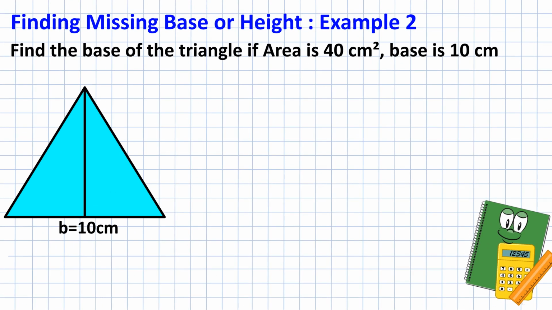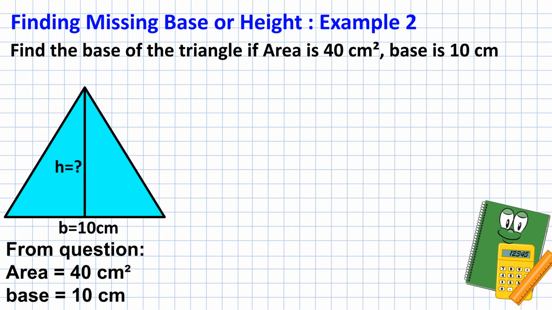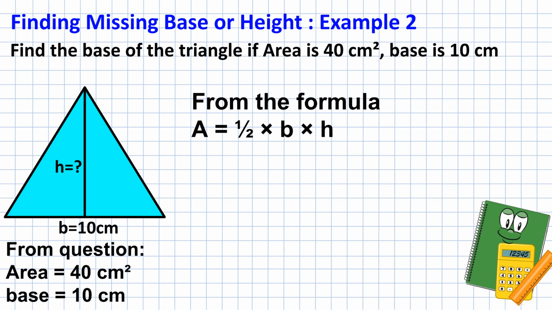Now let's look at another example of finding a missing value. In this case, we need to find the height of a triangle when we know the area is 40 square centimeters and the base is 10 centimeters. We start with our standard formula. Area equals 1/2 times base times height.